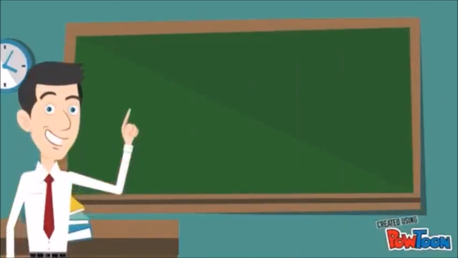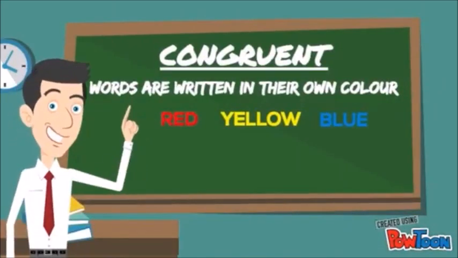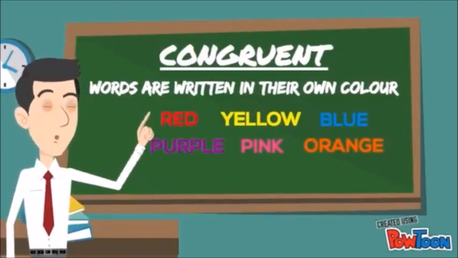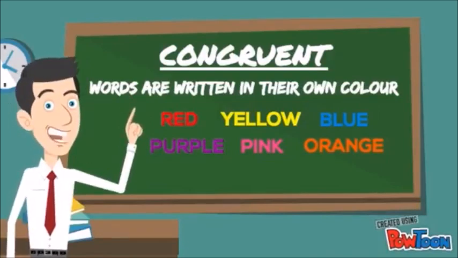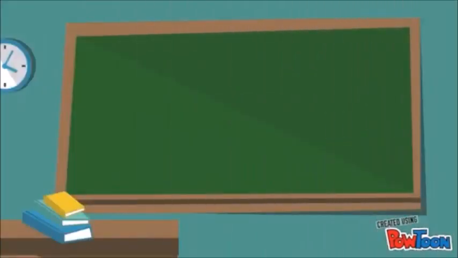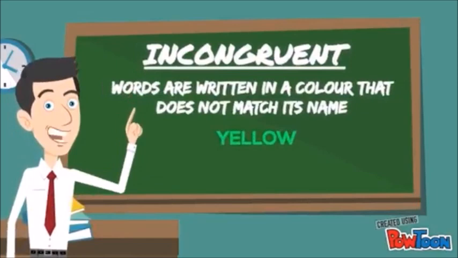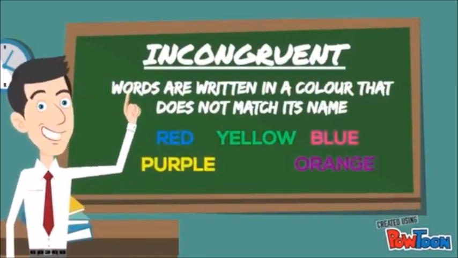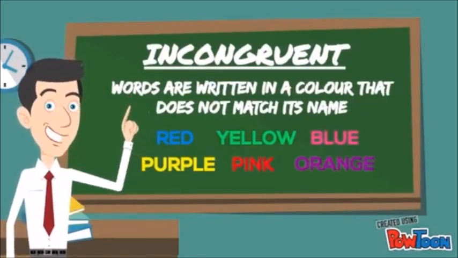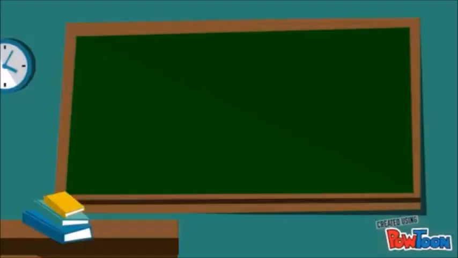The congruent stimuli was when the words were written in their own colors and the participants were asked to determine the color of the words. And the incongruent stimuli was when the word was written in a color that didn't match its name and the participants were asked to determine the color of the word.